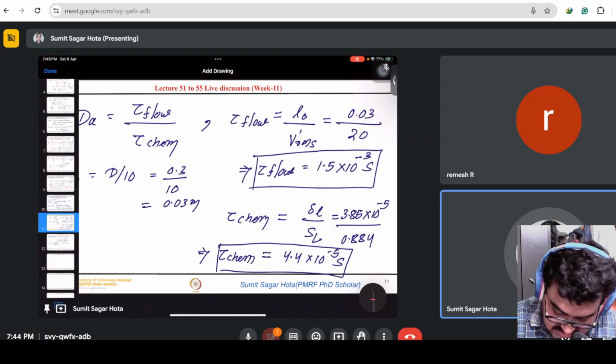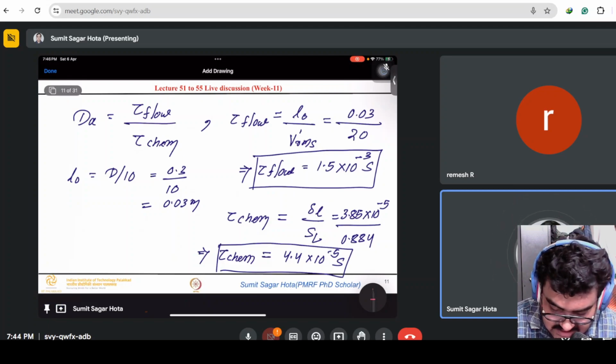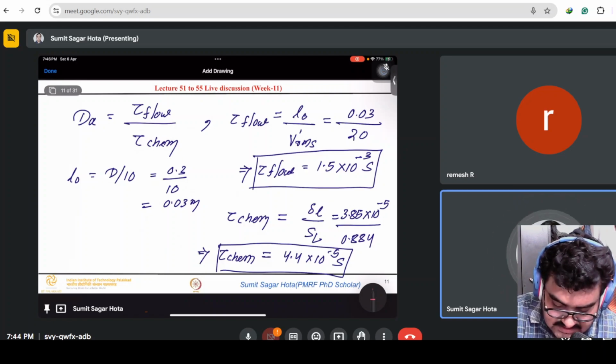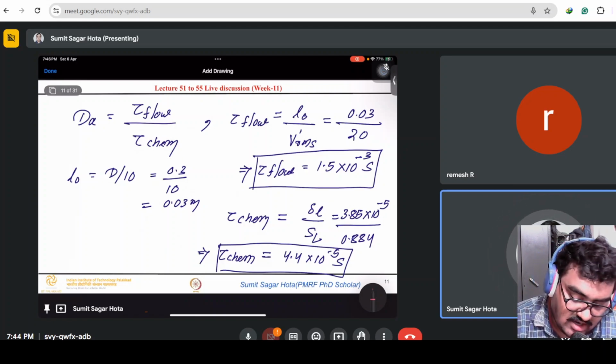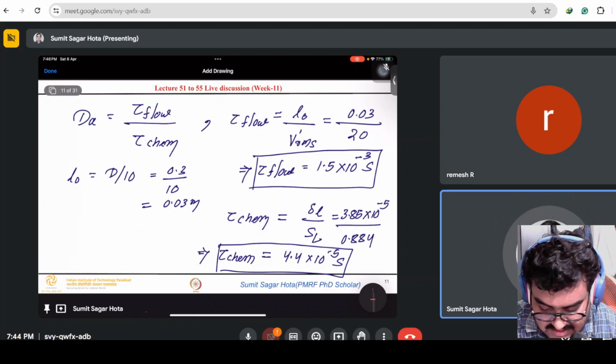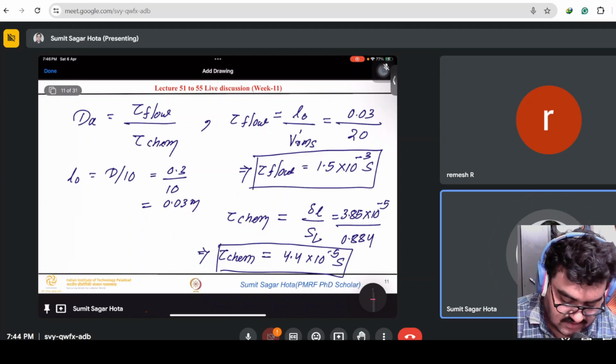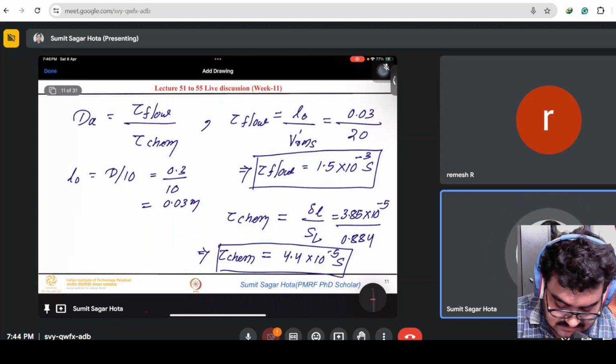And from this there are some formulas like the Damkohler number. A basic question they can ask is, what is the Damkohler number? It is tau flow by tau chemical. What is tau flow? L naught by VRMS prime. Then what is tau chemical? Delta L by SL. They can directly ask questions on these basic things, giving VRMS prime, and then delta L and SL, and ask you what is the Damkohler number.